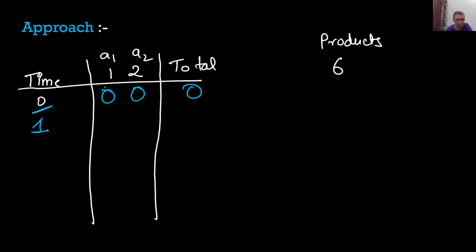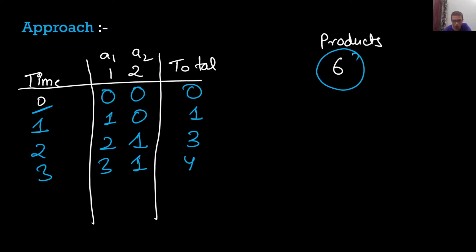At 1 second, the first machine would make 1, the second machine would make 0, and in total we will have 1 product. At 2 seconds, the first machine would now make 2 products because 1 product in 1 second. The second would now make a single product, and in total we will have 2 plus 1, 3 products. At 3 seconds, we will have 3 products from A1 and 1 product from A2, so in total we will have 4. Remember that we have to make a total of 6.